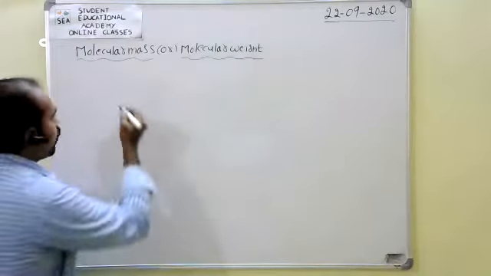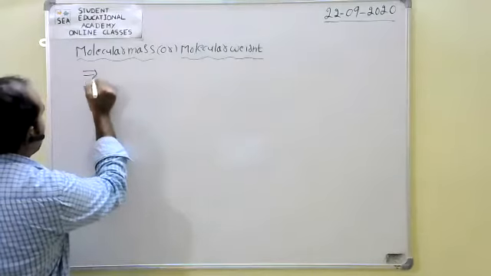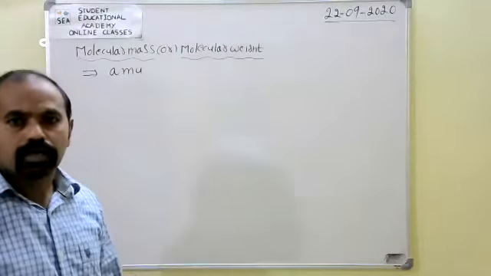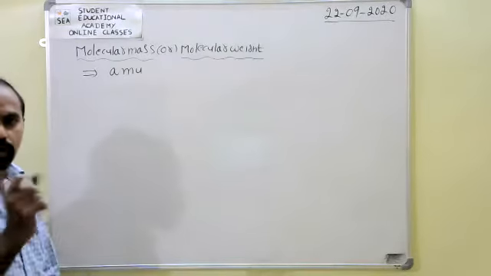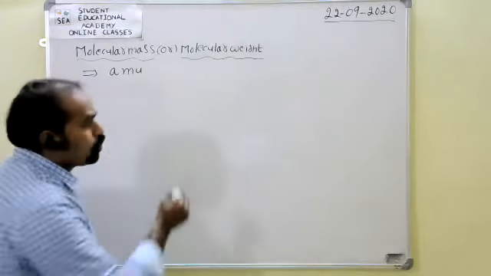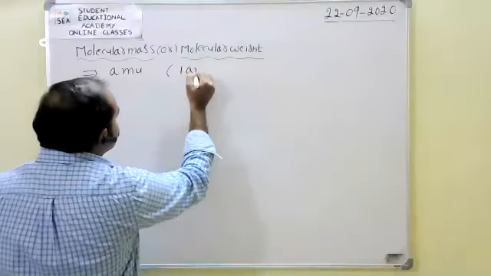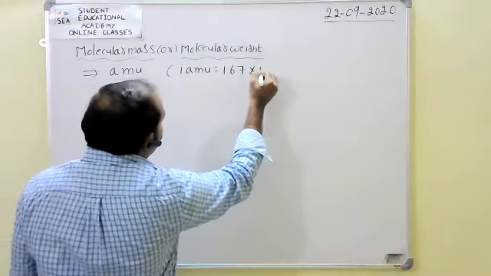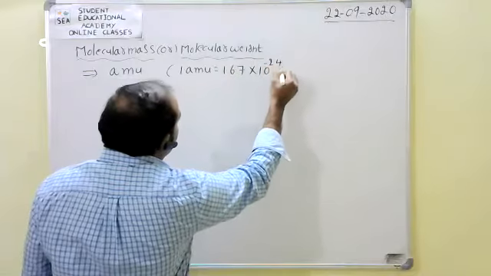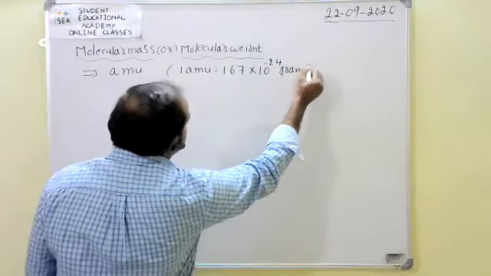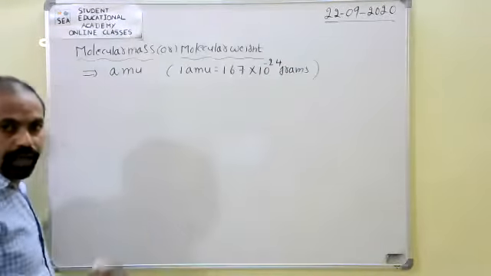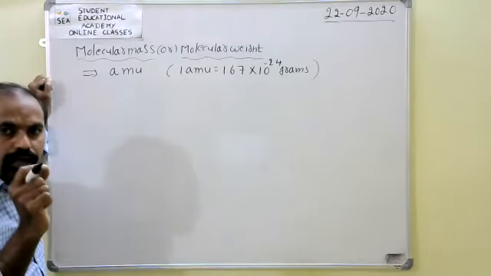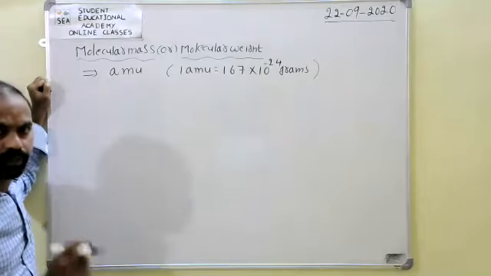So here I have given, it is denoted by AMU, atomic mass unit. So here 1 AMU equals 1.67 into 10 power minus 24 gram.